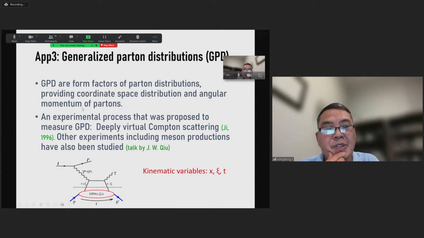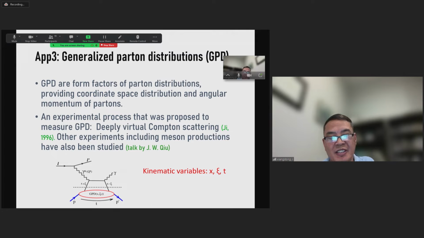Okay, so let me talk about the generalized parton distributions. A quantity which was introduced in the mid-1990s. Basically, apart from looking at the longitudinal momentum distribution, we're also interested in the transverse coordinate space distributions. And so therefore it allows you to construct the angular momentum of the partons.